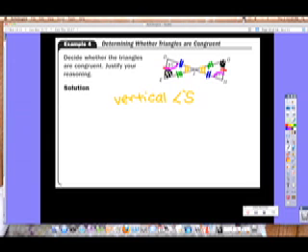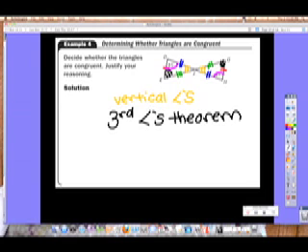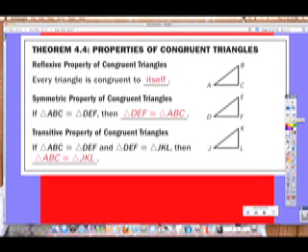Okay, you ready for the next one? Flip that page. Oh yeah, I forgot. Okay, so we still have good old reflexive, symmetric, and transitive. Oh, so here we go. For reflexive, you might think this is so silly. Reflexive, remember, that's just triangle ABC is congruent to triangle ABC. Yeah? Every single triangle is congruent to itself.